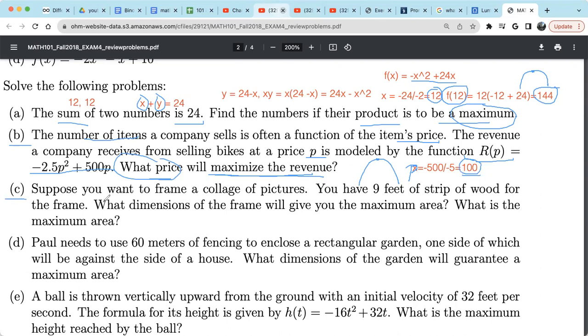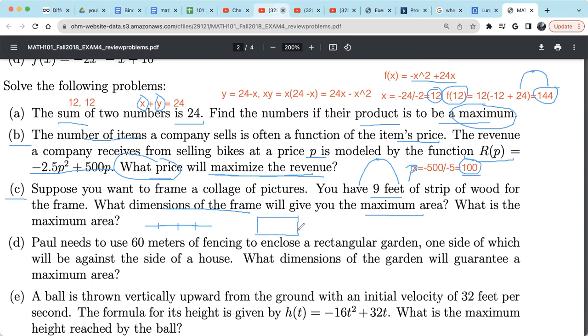Let's see C. Suppose you want to frame a collage of pictures. You have 9 feet of a strip of wood for the frame. What dimension of frame will give you the maximum area? What is the maximum area? All right, so we have this long piece of wood. Somehow we want to cut it to make a frame. A frame is usually a rectangle. Even though this question didn't say it, we can imagine.